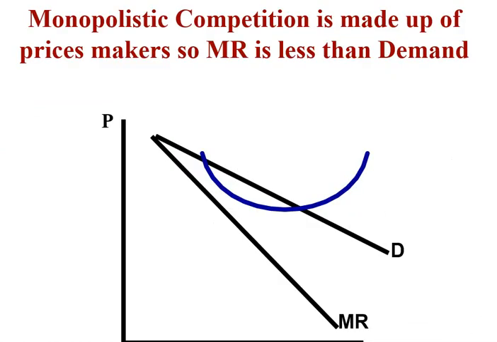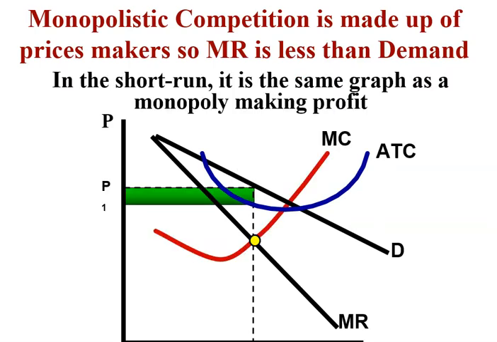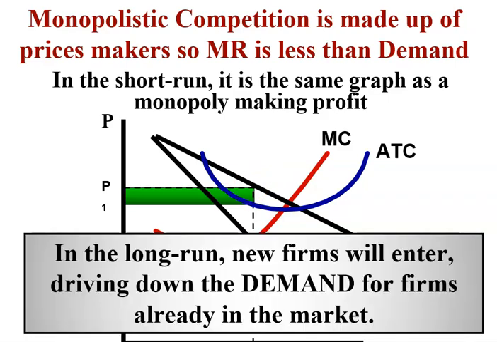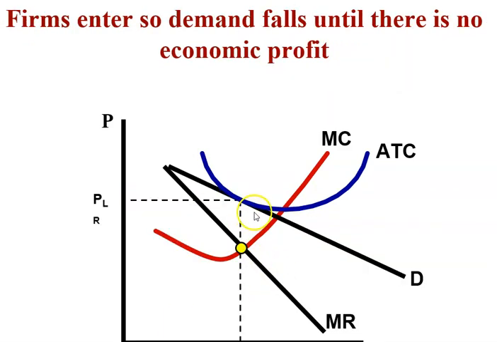How to draw monopolistically competitive graphs. Just like the monopoly graph, marginal revenue is below the demand curve. In the short run, the graph is going to look just like a monopoly graph. So MR equals MC is your profit maximizing quantity, and then you go up to the demand curve, and that's the price that the monopolistically competitive firm will charge. However, in the long run, new firms are going to enter the market, driving down the demand for the firms that are already in the market. So demand will shift until the demand curve is adjacent to the average total cost curve on the downward sloping part of the average total cost curve.